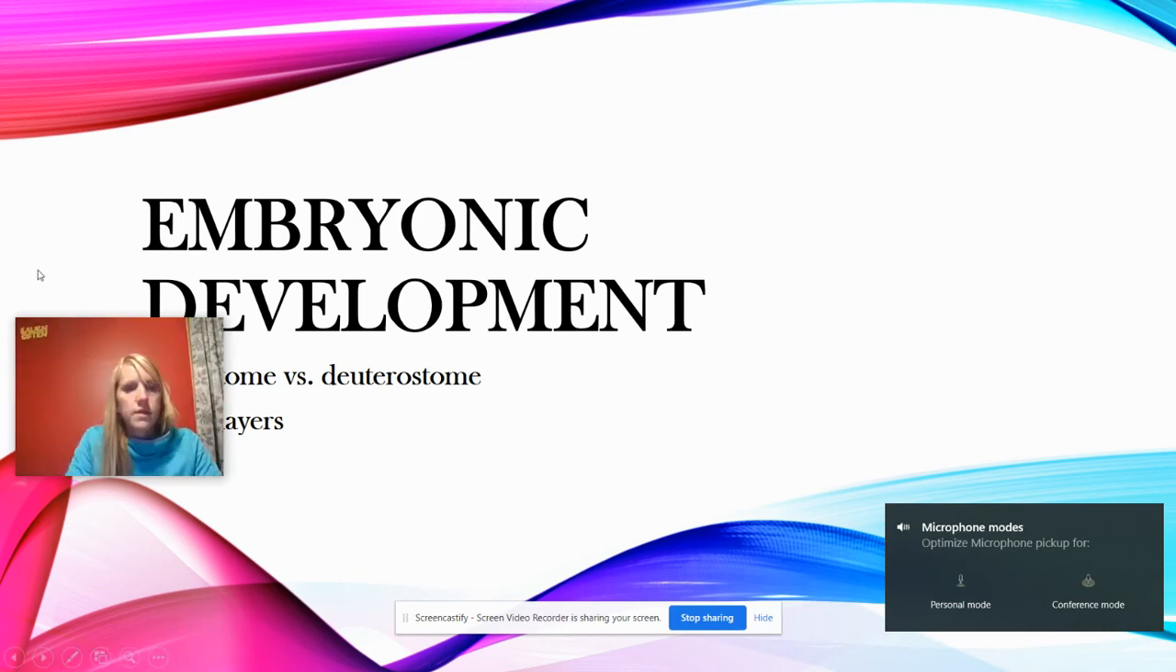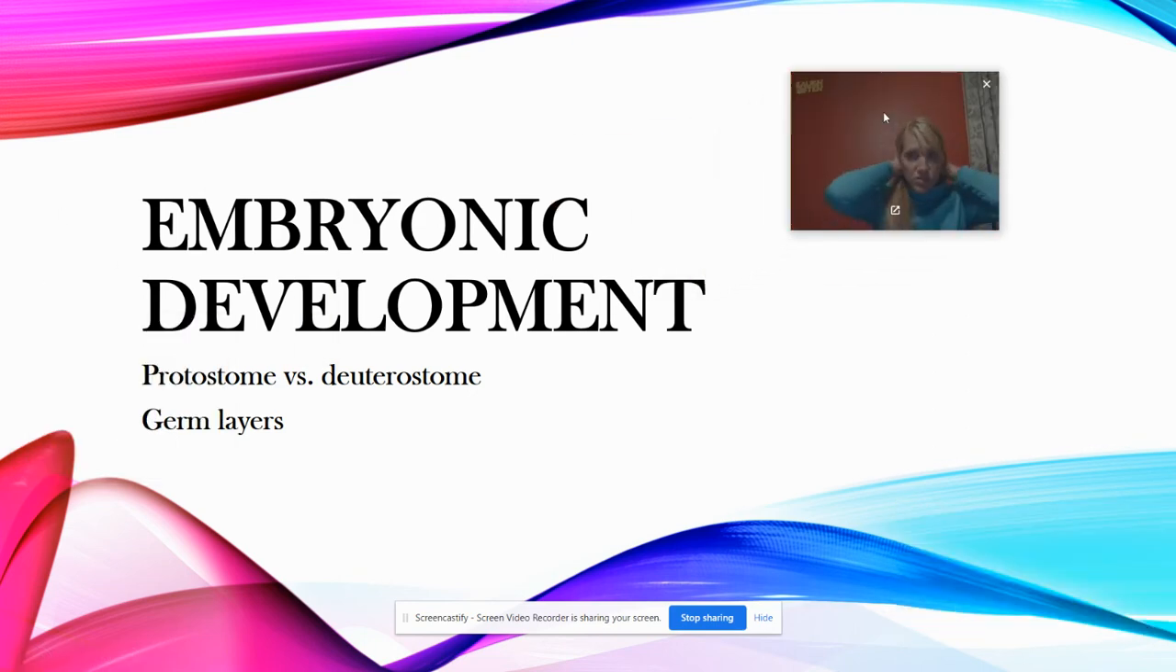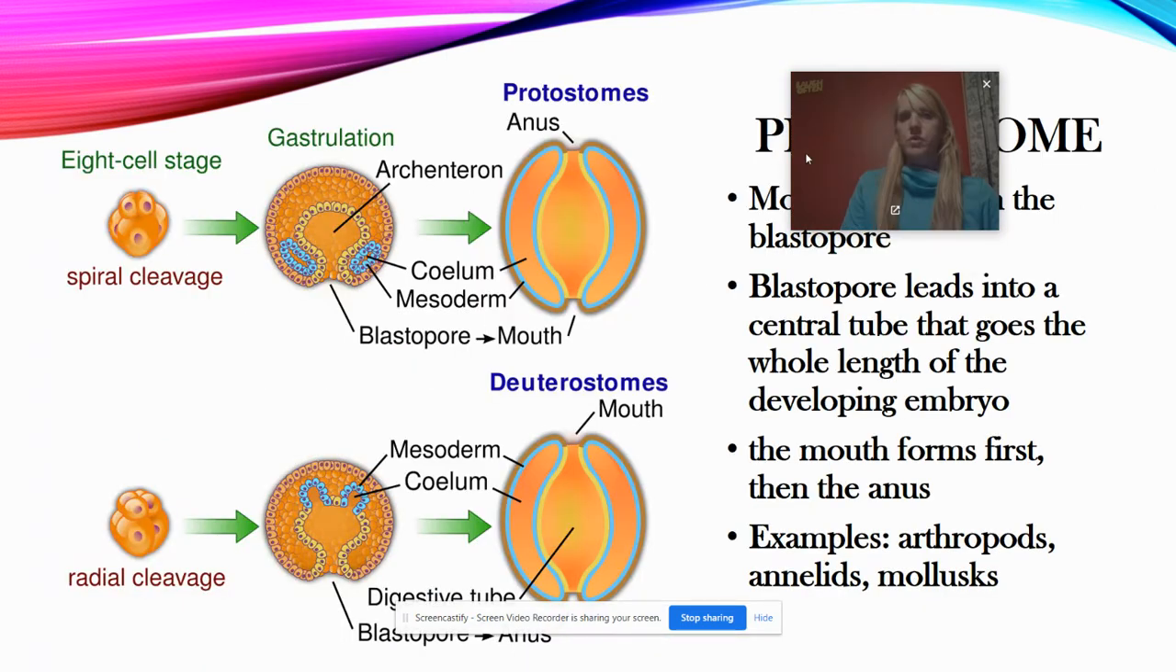Hi, I'm Mrs. Jardine, and we are going to be talking about embryological development today. So we're going to talk about protostomes versus deuterostomes and three germ layers. Okay, so the first thing we're going to talk about is protostomes.